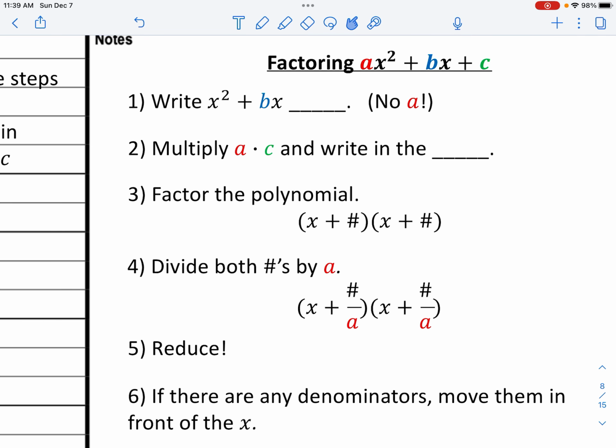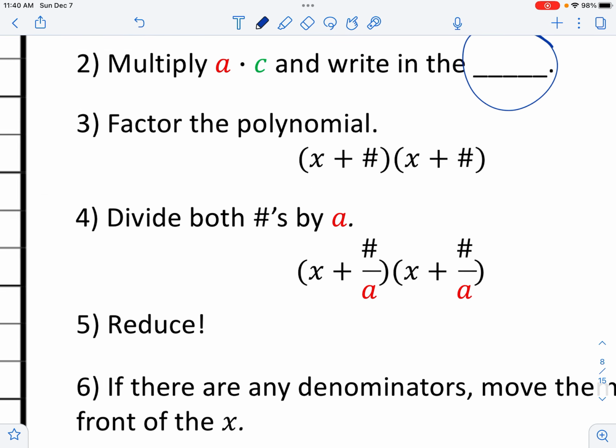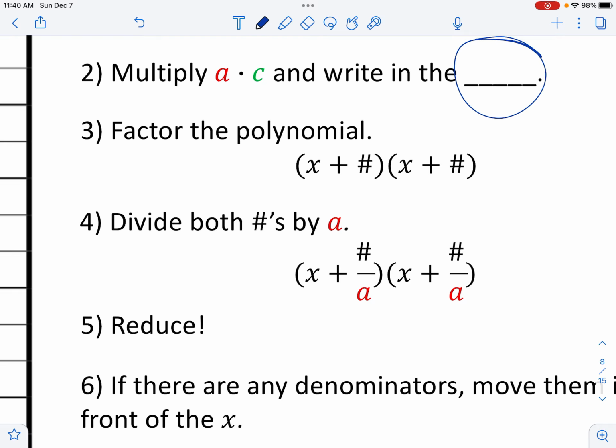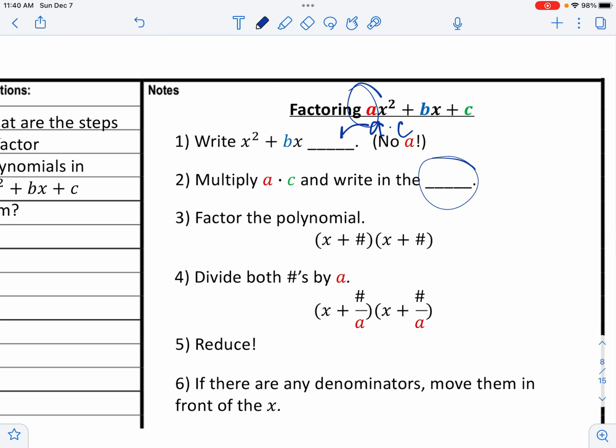So you're going to write your trinomial as x squared plus bx. In other words, no a in front. And then you're going to put whatever a times c is in the blank. And then you're going to factor that polynomial just like you normally would because there's no leading coefficient at that time. But that's not enough. After you do that, you're going to take your leading coefficient, your a value, and put it underneath both of the numbers. Reduce. If there's any denominators, then you'll move them in front of the x. Okay.